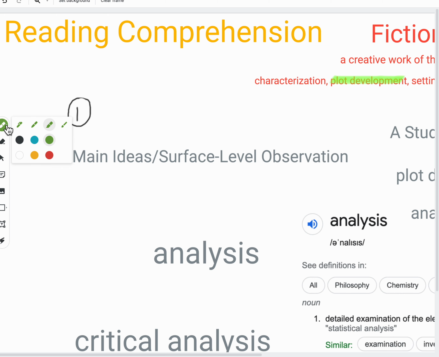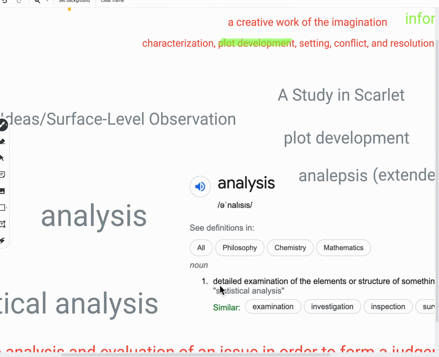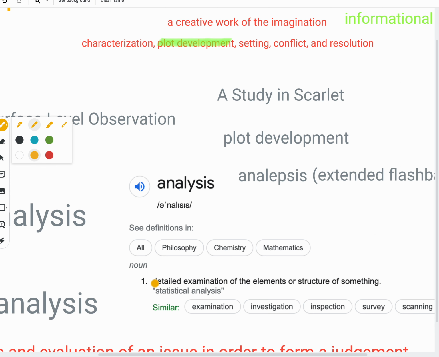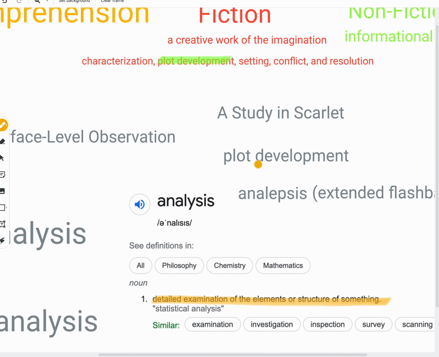Now let's take a look at step 2. Step 2 is analysis. Here I've brought in a definition of analysis. Analysis is a detailed examination of the elements or structure of something. Here we are looking at going beyond the surface. We are no longer at a surface level observation. We are now examining a little deeper into the nature of whatever subject or structure that we're looking at. Here in this case, we're looking at plot development in A Study in Scarlet.